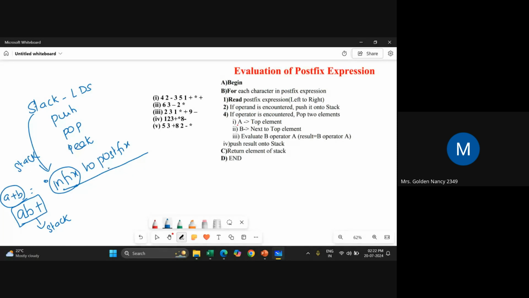Then we saw how to convert infix to postfix by following some set of rules. Then in today's class we saw how to evaluate the postfix notation by using the same stack data structure. I hope you understood today's class.